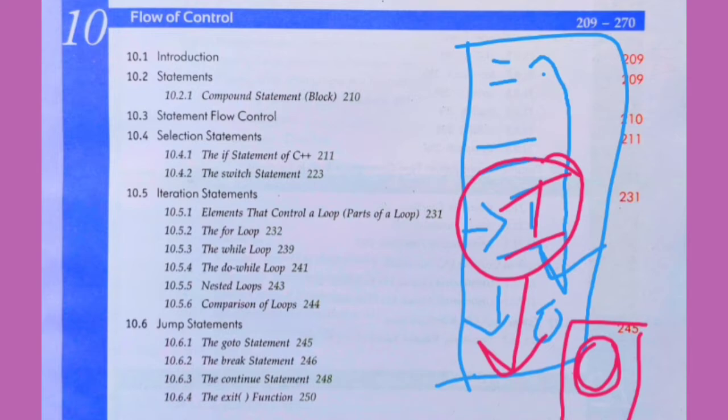Here we have different controls, for example, the if statement, the switch statement, and then different loops, for example, for loop, while loop, do while loop. So we have different loops. Based on these loops we will go through the program control and the flow of control processing.